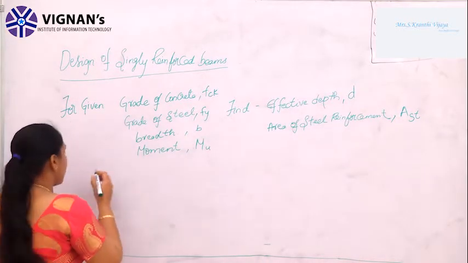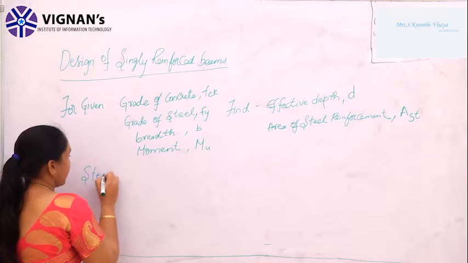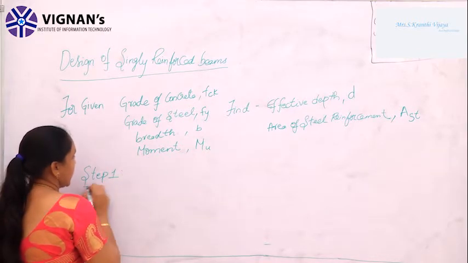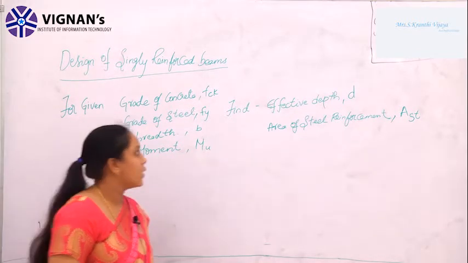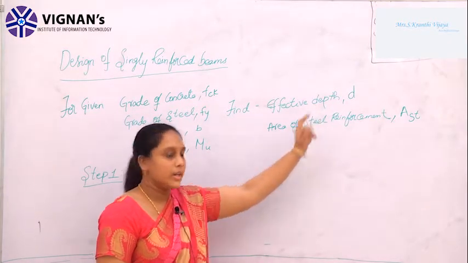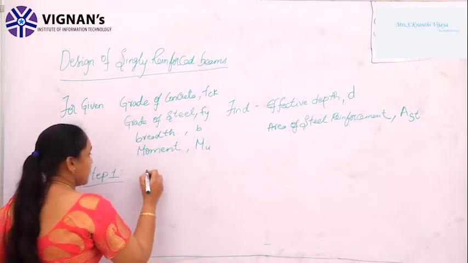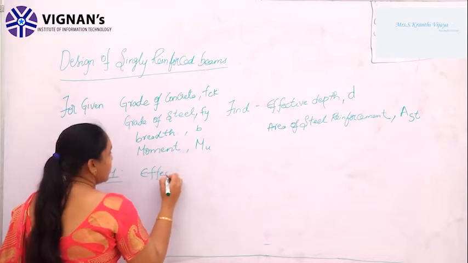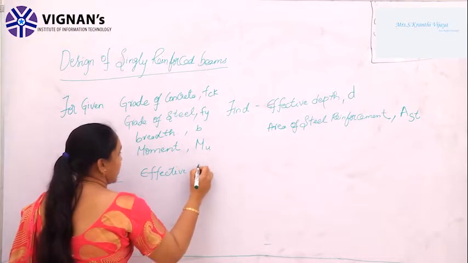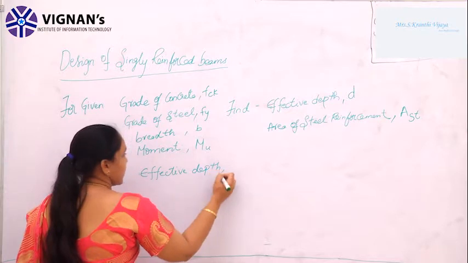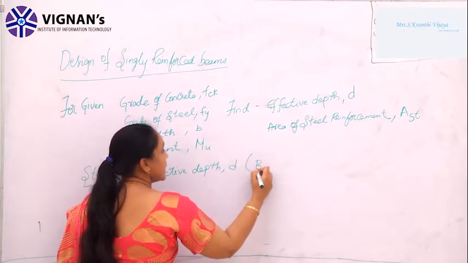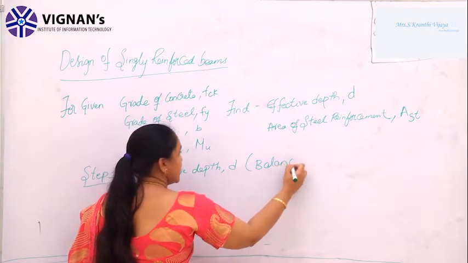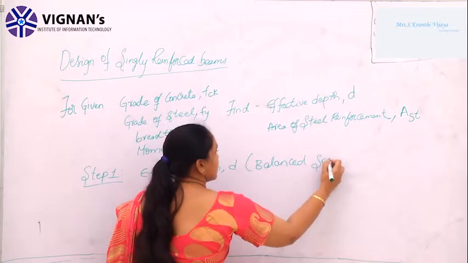So, the first step what you have to do is, so what are the unknowns here? The unknown is the effective depth. So, first we will calculate the effective depth d, considering it as a balanced section.